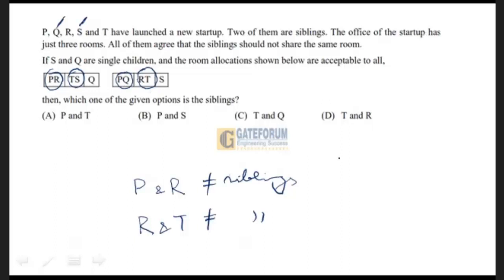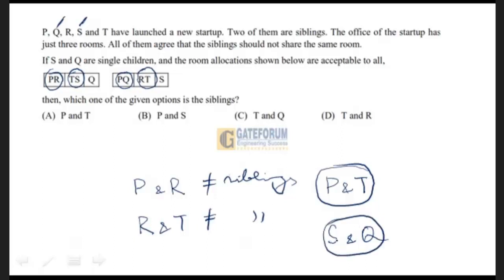But then there is another combination left, P and T. So P and T must be the siblings because no other combination is left except S and Q, but we already know they are not siblings. So P and T are the siblings, and we can confirm that option A is the right option.